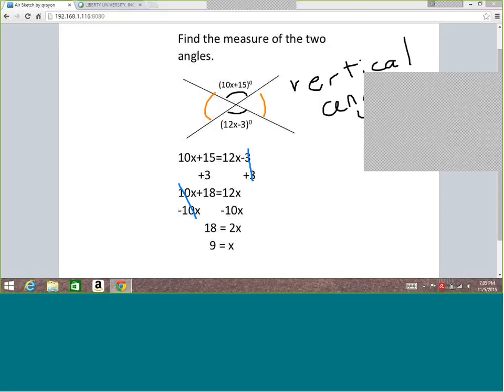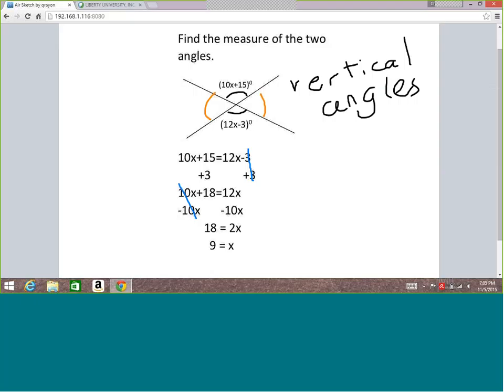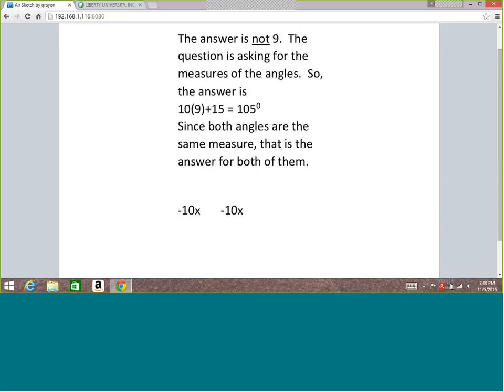Now, I need to be careful because at this point it might be easy to just circle x is 9 and say we're done. But when we go back to the original question, we see that they're asking for the measures of the two angles, not for x. We need to find x so that we can find the measures of the angles. So once we have x, we can answer the question that they're asking.